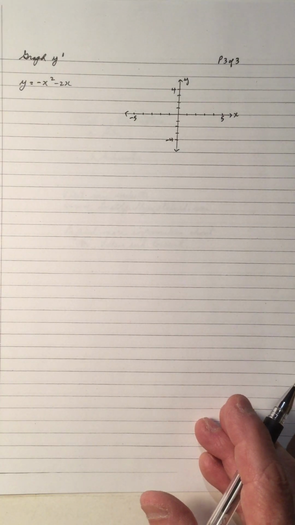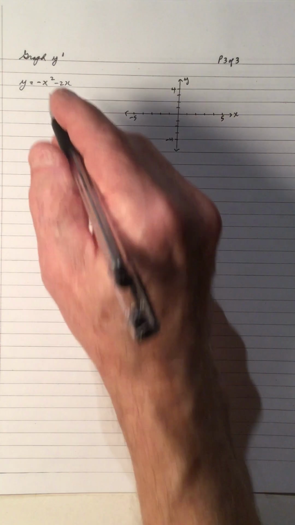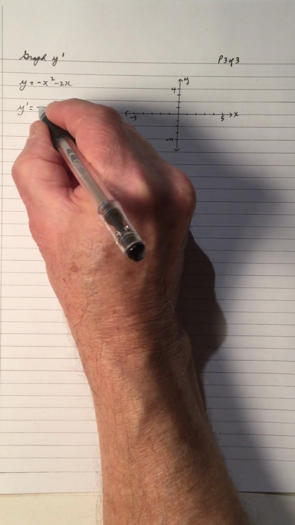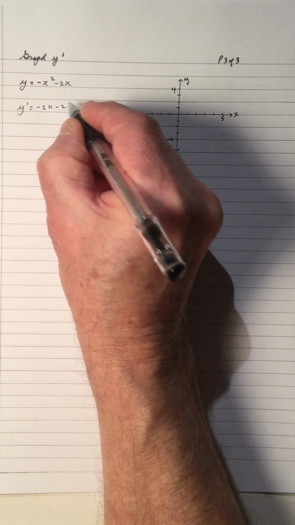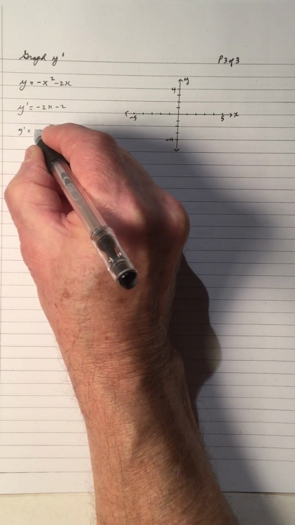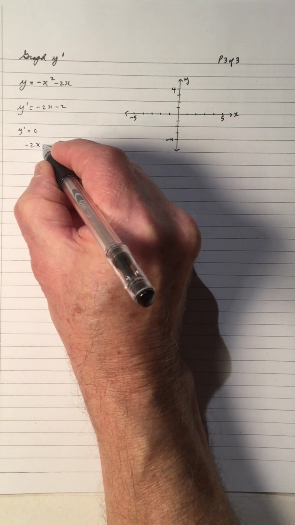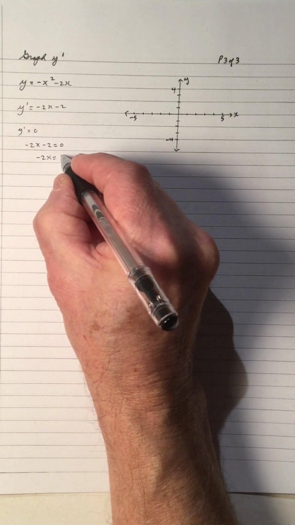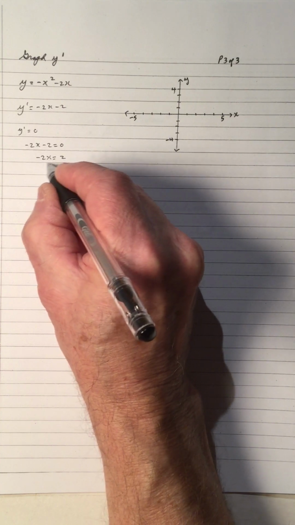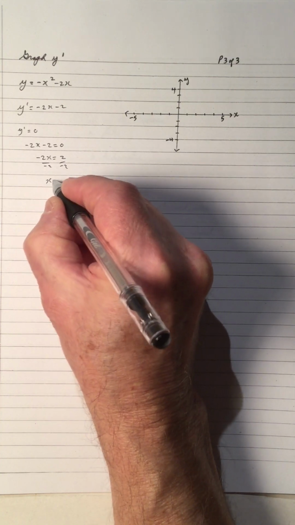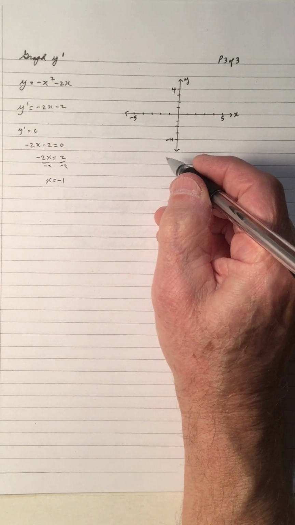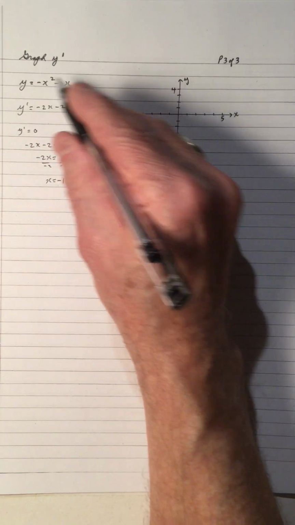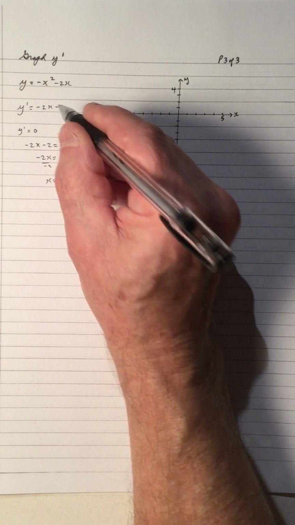So let's try another one, but it won't take so long this time. Graph y prime. So y prime is equal to, derivative is negative 2x minus 2. So we make y prime equal to 0, so negative 2x minus 2 equals 0. So negative 2x equals 2. Divide by negative 2, and we have x equals negative 1. So the derivative is y prime is negative 2x minus 2.